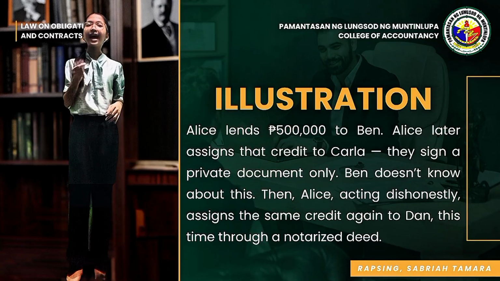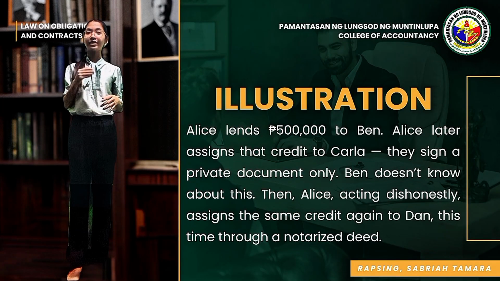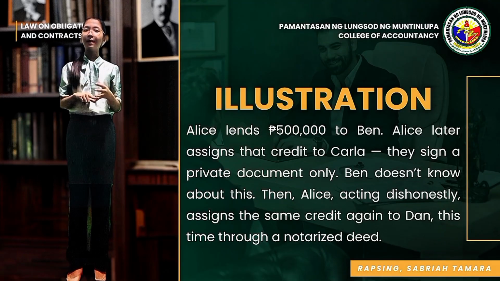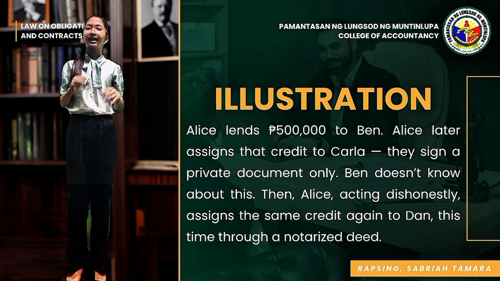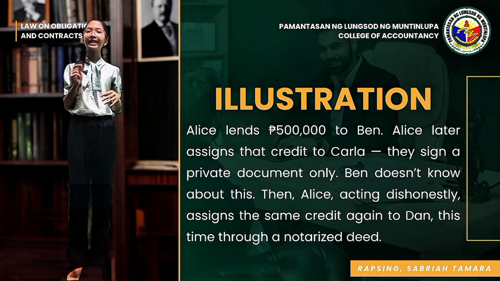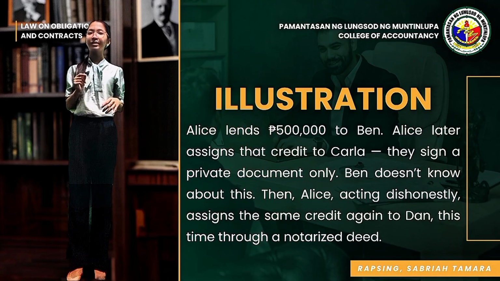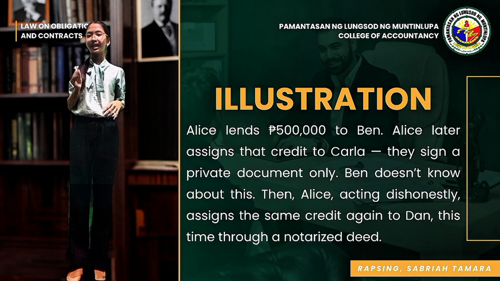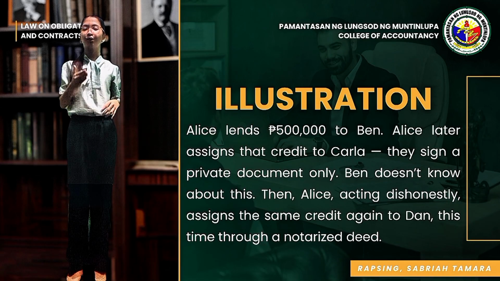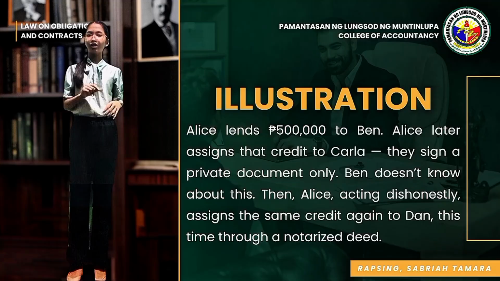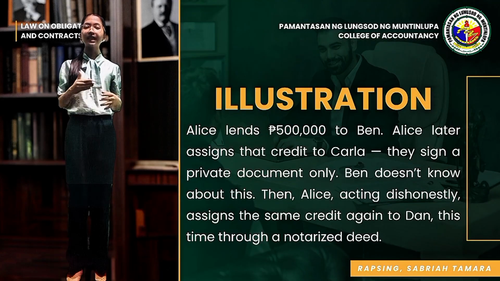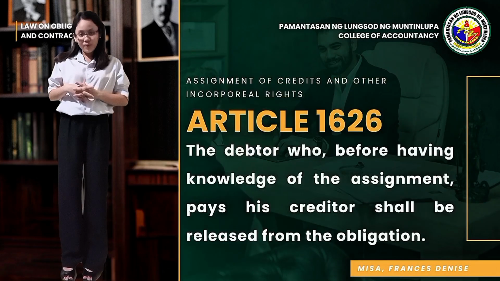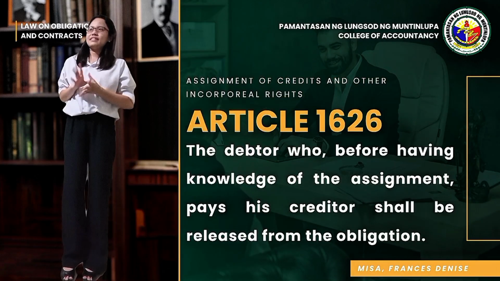The answer is Dan. Dan has the stronger claim against third persons, including Ben, because his assignment appears in a public instrument, making it enforceable against others. Even if Carla's assignment was earlier, it has no effect against third persons unless it was in a public document or registered property. So now let's discuss Article 1626.